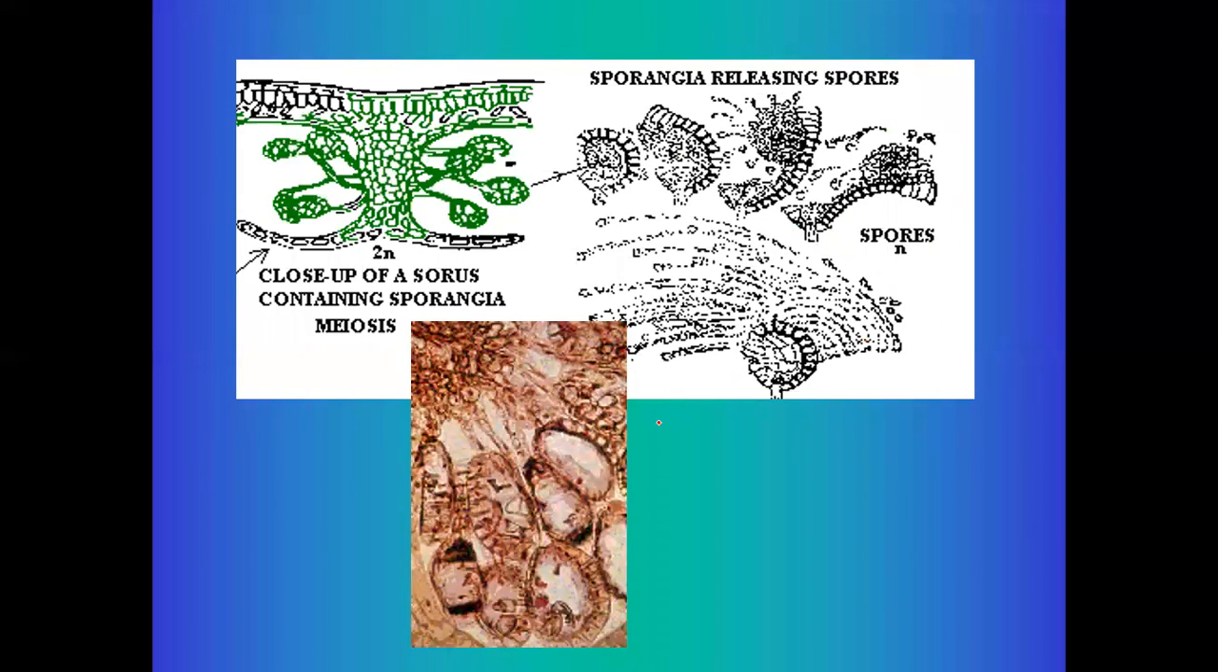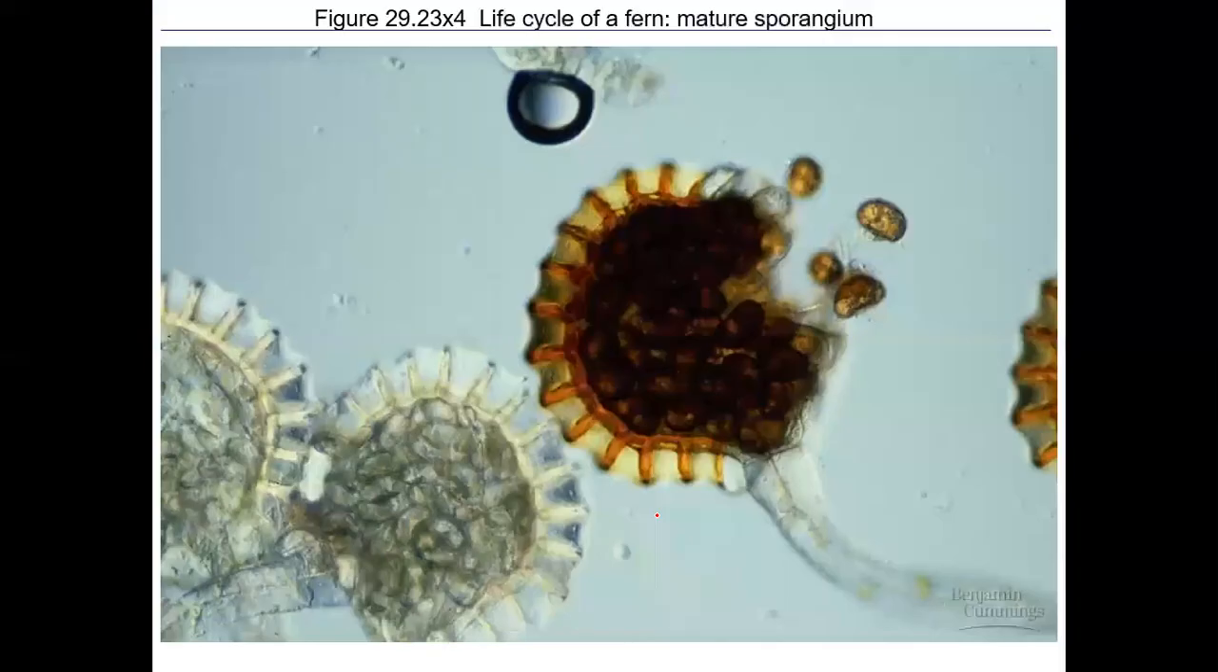Here they are doing that. You can see them flinging those spores out. These are the sporangia within the sori, and there's one actually doing it. These are the spores right here. These are fern spores. They're haploid, and they're created by meiosis within the sporangia, which live in those little dots under the leaves called sori.